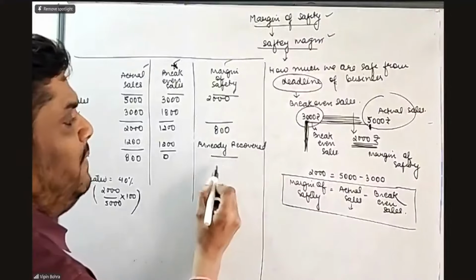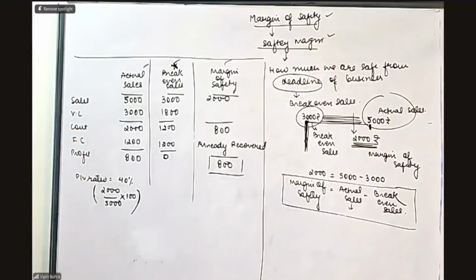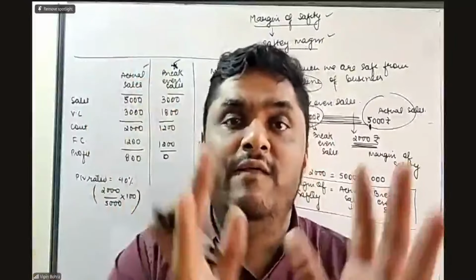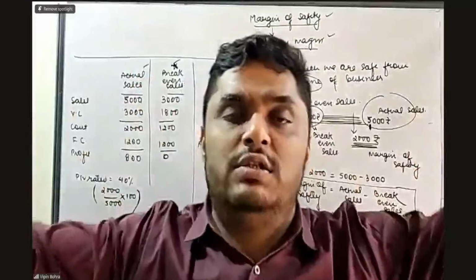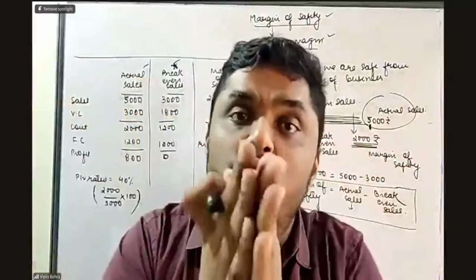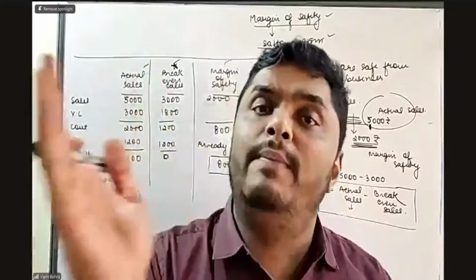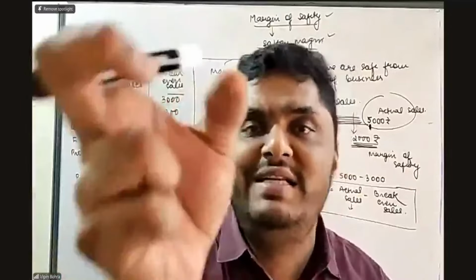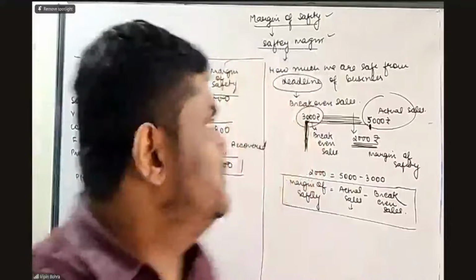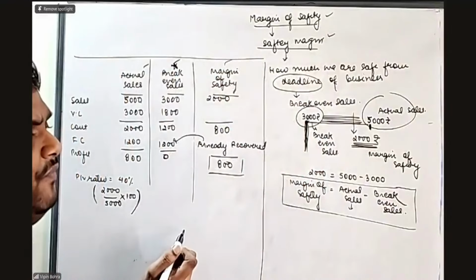So my profit will be how much? 800. Because from this 5,000, 3,000 is the sales where I have recovered my fixed cost. So once you cross break-even sales, the extra sales we are making over and above break-even sales, whatever contribution we are getting from that is what? My profit. Herein, fixed cost is already recovered, so we are getting a profit of 800.